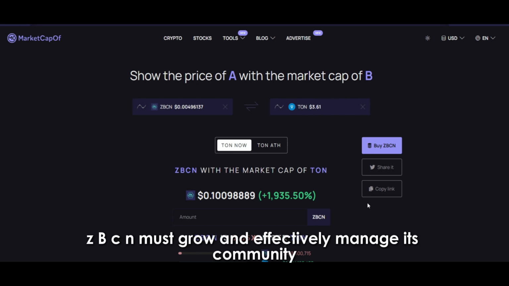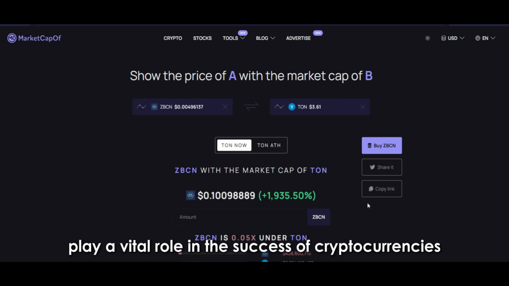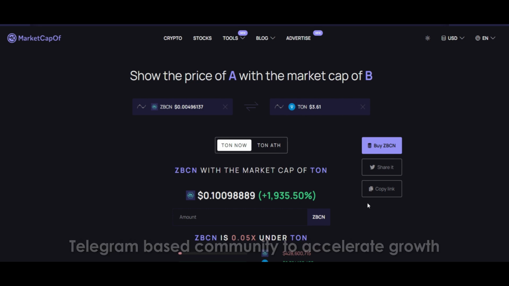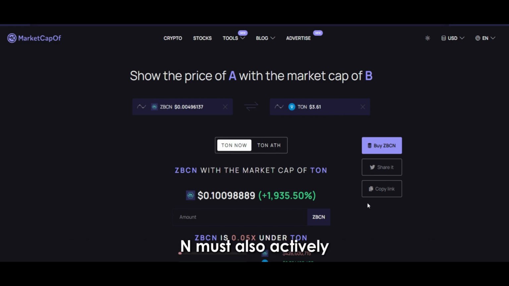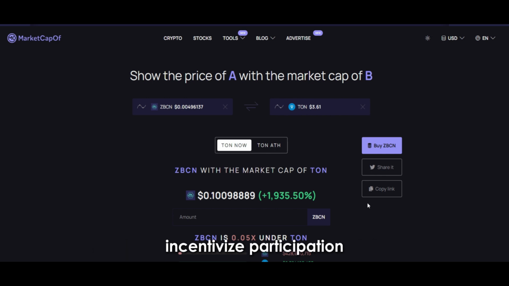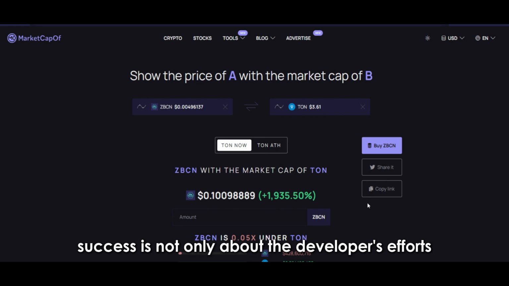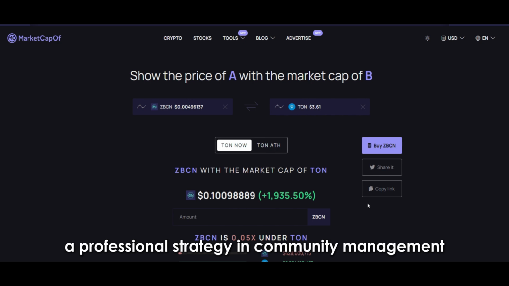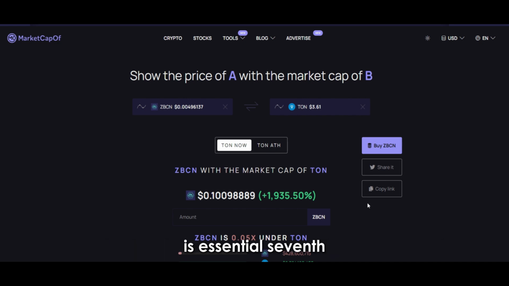Seventh, ZBCN must grow and effectively manage its community. Communities play a vital role in the success of cryptocurrencies. TON has effectively mobilized its large Telegram-based community to accelerate growth. ZBCN must also actively produce content on social media platforms, incentivize participation, host regular AMA sessions, and deliver value to its community. A token's success is not only about the developer's efforts, but also directly tied to community engagement. Therefore, a professional strategy in community management is essential.